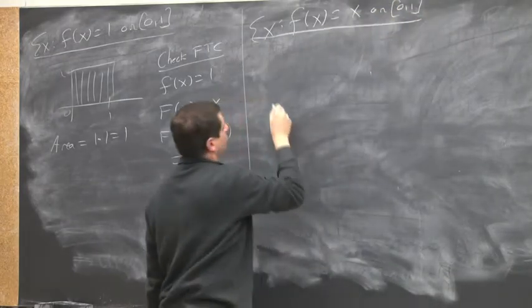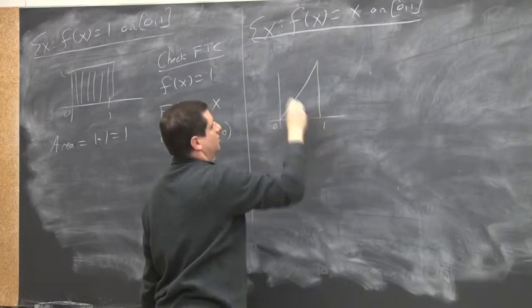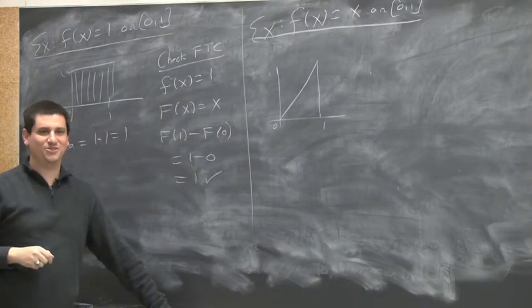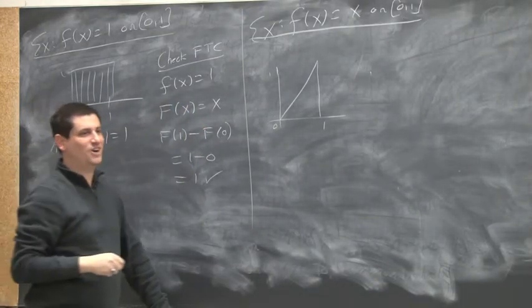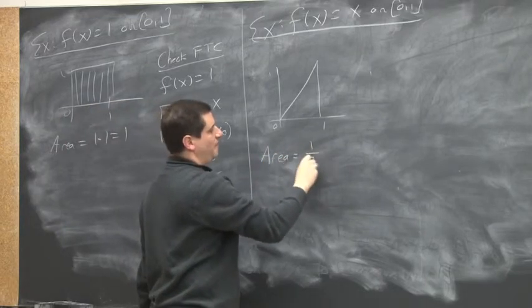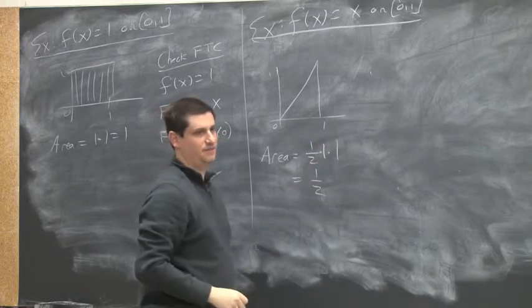OK. And so now, oh boy, it's a triangle, right? We're going to use calculus to find the area of a triangle. What's the area of a triangle? 1/2 base times height. So the area is 1/2.